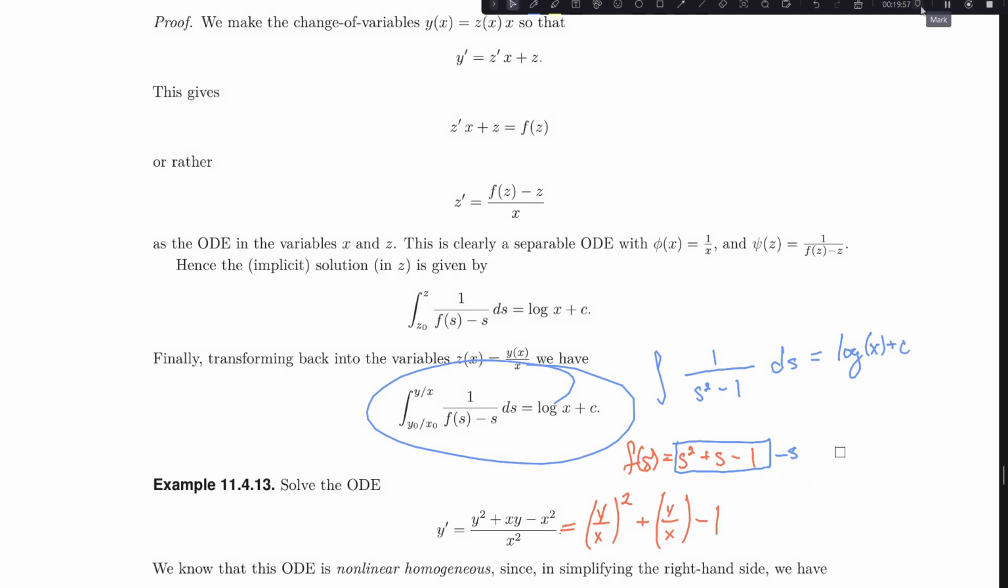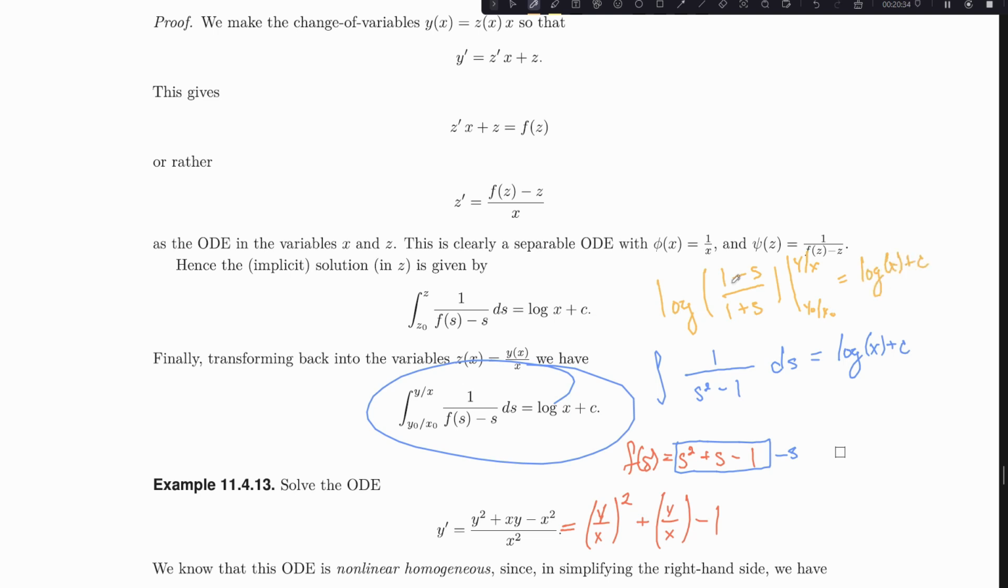And there are a few ways you can actually integrate the left-hand side here. You can either do some trig sub on it, or you can do partial fractions on it. I like the partial fractions version of it better. No matter what way you go about integrating the left-hand side, you're going to get log of 1 minus s divided by 1 plus s. And of course, we evaluate this at the bounds, y0 over x0, y over x, equals log x plus c.